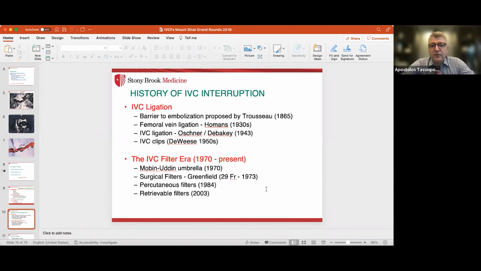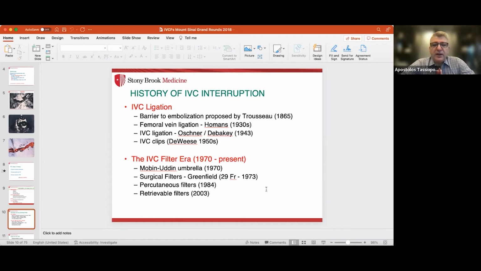The need for a different means of inferior vena cava interruption was evident, and in the 1970s, several devices started arising. The Mobin-Uddin umbrella was the first one that was introduced in 1970, but in 1973, Dr. Greenfield introduced the famous Greenfield filter. It was a conical shaped filter that was introduced through a very large sheath, a 29 French sheath.